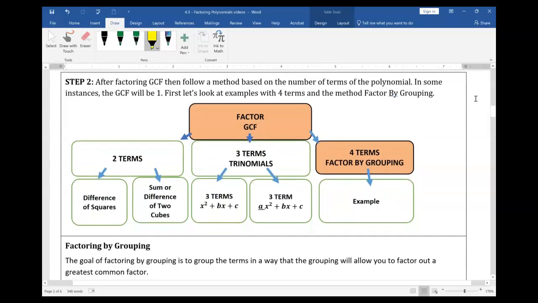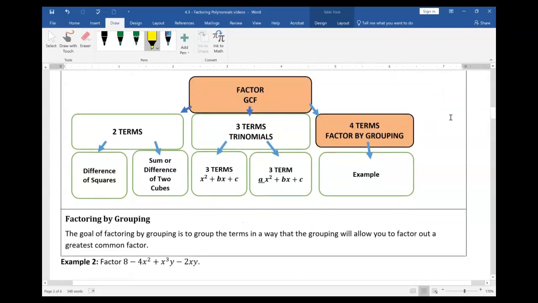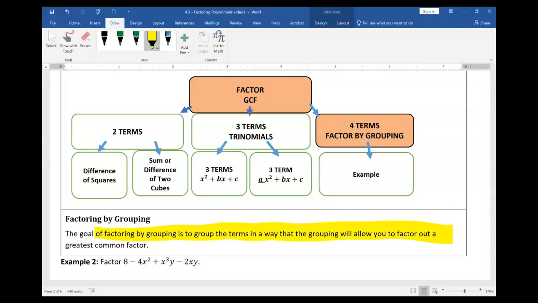First, let's look at examples with 4 terms and the method of factoring by grouping. The goal of factoring by grouping is to group the terms in a way that allows you to factor out a greatest common factor. So right now we're talking about what happens when the polynomial has 4 terms. We're going to try to factor by grouping. So let's do some examples.